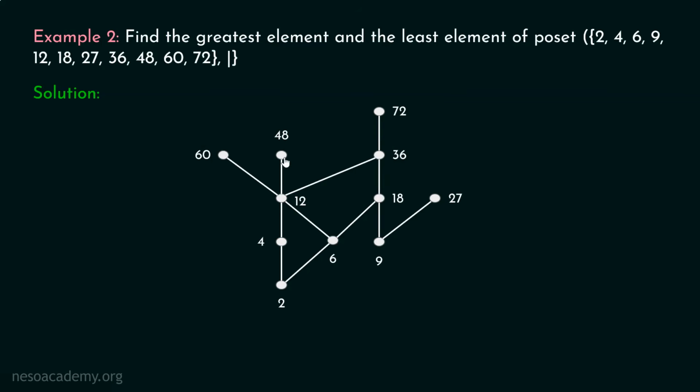In a similar way, 48 cannot be the greatest element because 9 is not related to 48. Also, 72 cannot be the greatest element because 48 is not related to 72. Also, 60 cannot be considered as the greatest element because 48 is not related to 60 and 72 is also not related to 60. 27 is also not the greatest element because these elements are not related to 27. So it is clear that there is no greatest element and no least element in this Hasse diagram. Therefore, there is no greatest element and no least element in this poset.